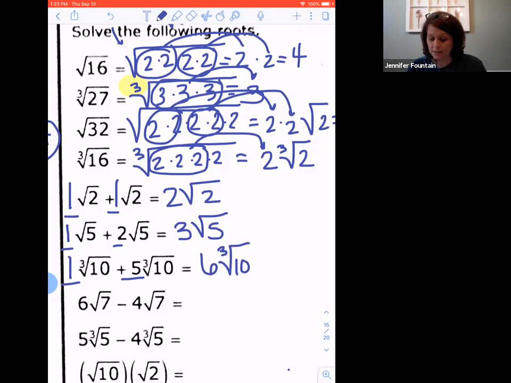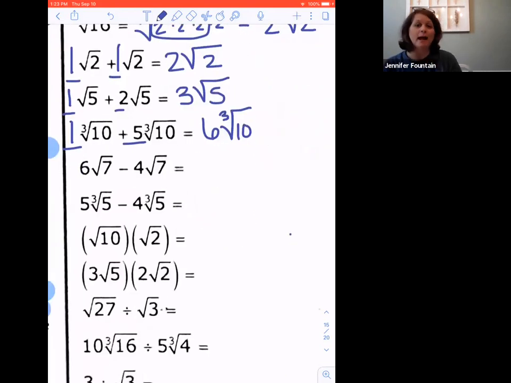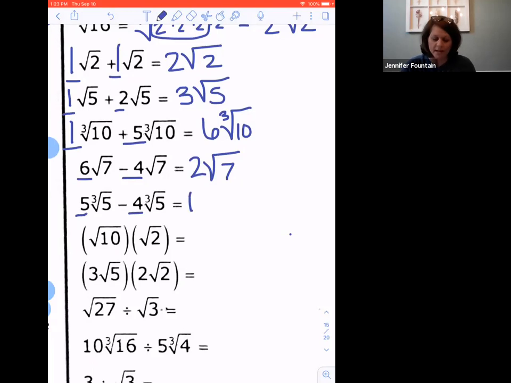Same thing when I subtract. As long as my index and my radicand are the same, all I do is subtract my first two numbers. So 6 minus 4 is 2, and I keep my radical the same. In the next one, I have the cubed root of 5 for both of them, so those match. So 5 minus 4 is 1 times the cubed root of 5. So I could just write that as the cubed root of 5. You could either leave the 1 there or take it off. It doesn't matter, because you know that anything times 1 is itself.